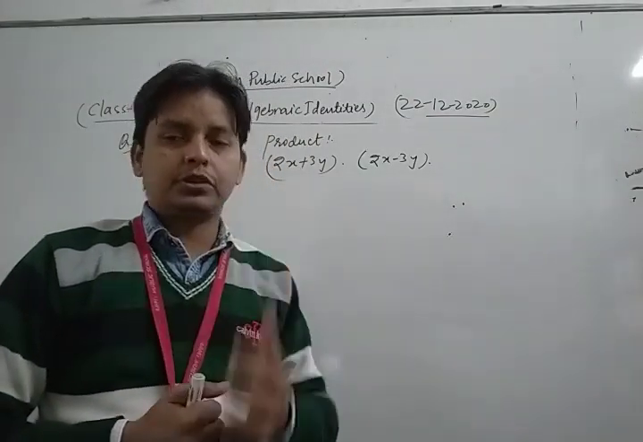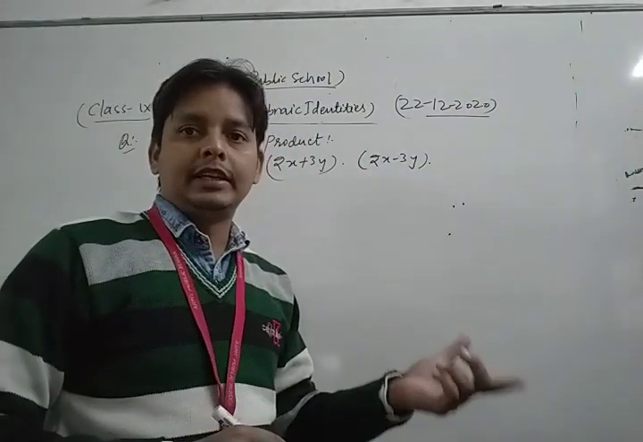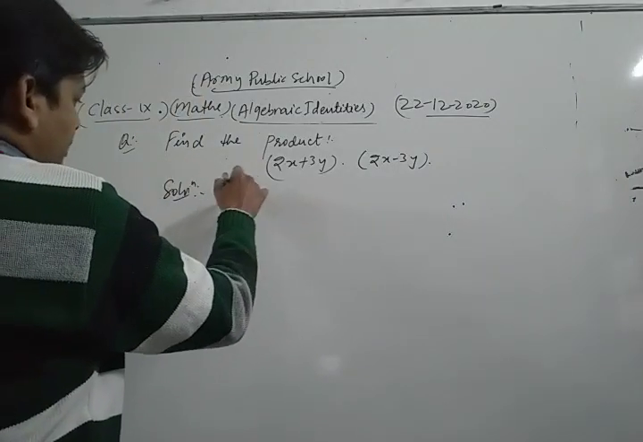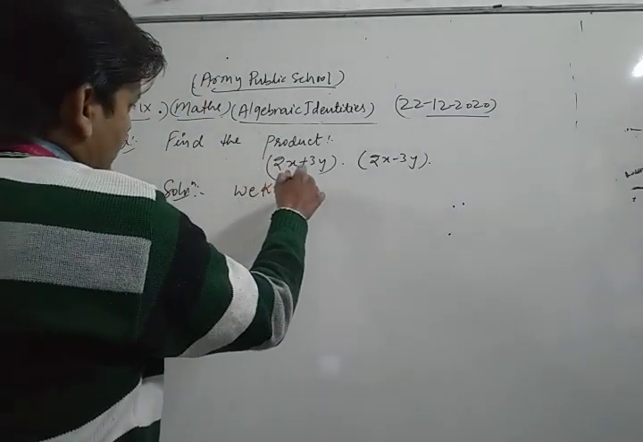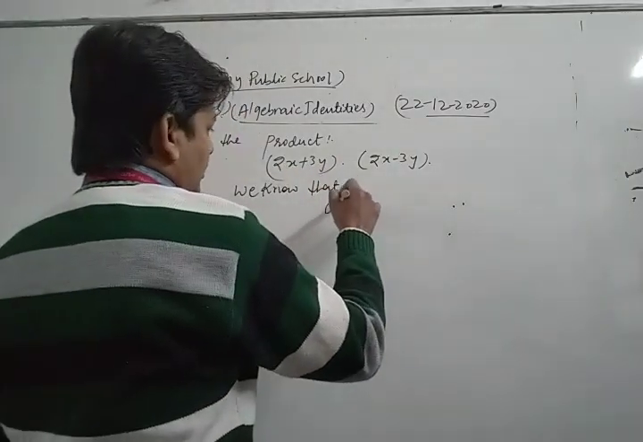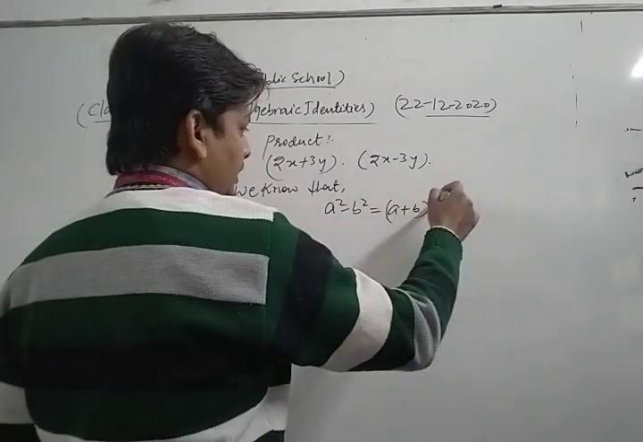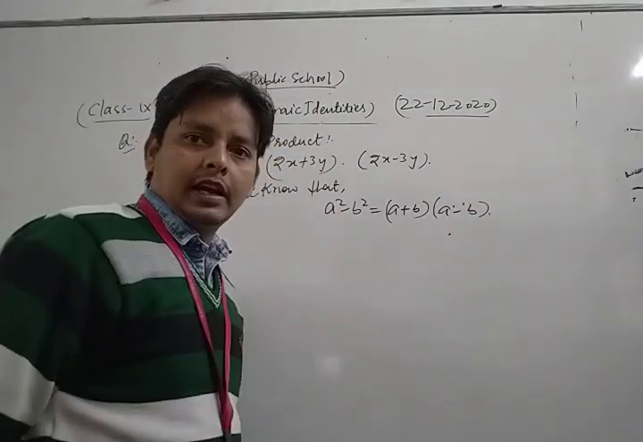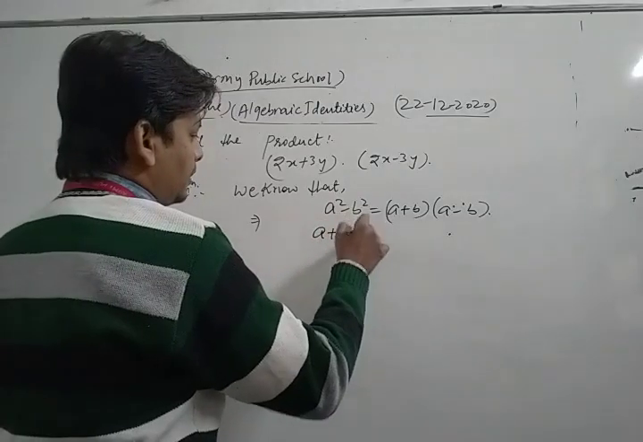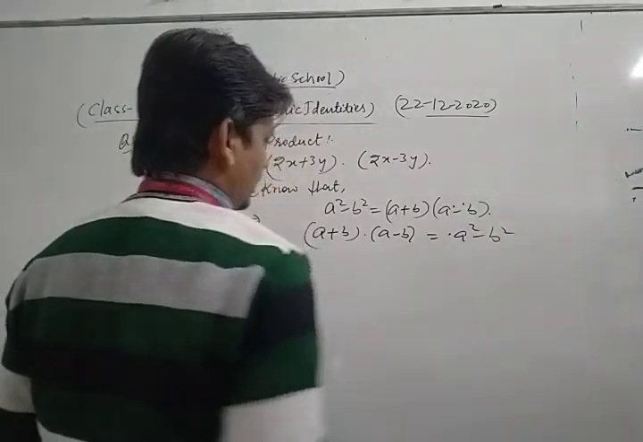We just find the product of 2x plus 3y and 2x minus 3y. So what is the process for that question? Dear students, we can solve that question based on the identity a square minus b square. Let's see the solution. First of all, dear friends, we know that a square minus b square is a plus b in one bracket and a minus b in another bracket. We can write a plus b into a minus b as a square minus b square.